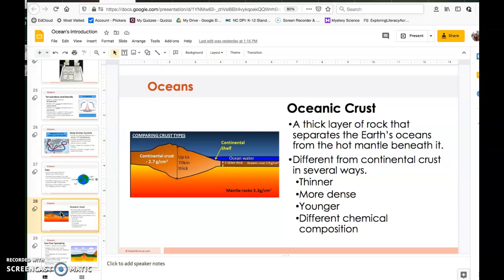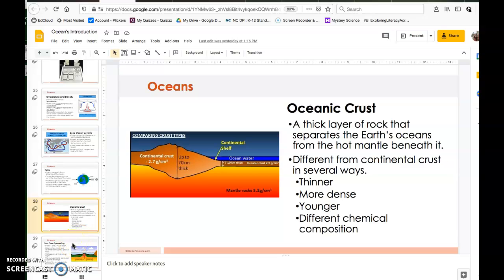This is different from continental crust in a couple of ways. Continental crust is generally thicker than ocean crust. If you see, we've got ocean crust right here, ocean water over the crust, the continent right here. Ocean crust is generally thinner, it's generally more dense, it's generally younger than continental crust, and it has a different chemical composition than continental crust.